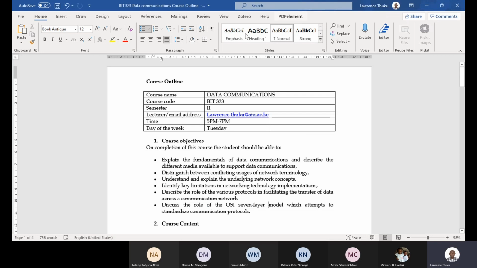And of course, this should be data communication and networking, not just data, and not only just data networks. Should be data communications and networking. So that's the course code, which is BIT 323, and our semester should be the first semester.